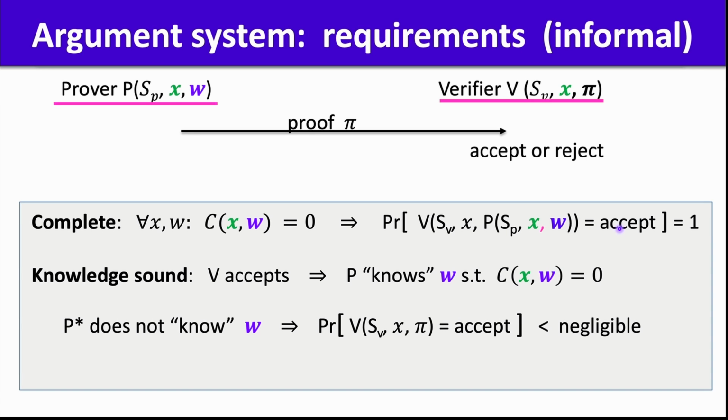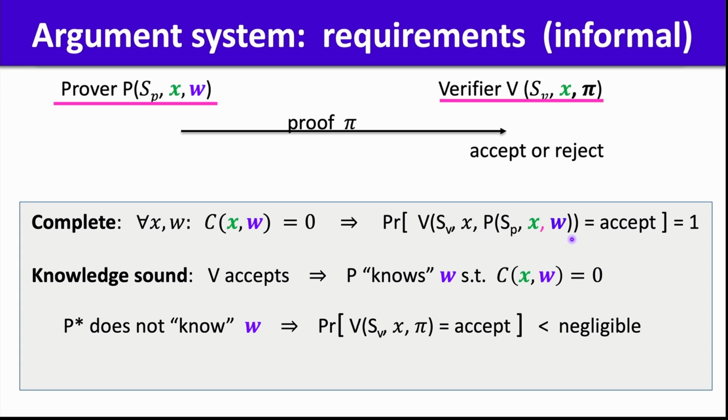Okay, so what are the properties that an argument system needs to satisfy? Well, the first property is what we call completeness. This means that if the prover is honest and it really does have a statement x and a witness w, such that C of x, w is equal to 0, then the verifier will accept the proof from the prover with probability 1.